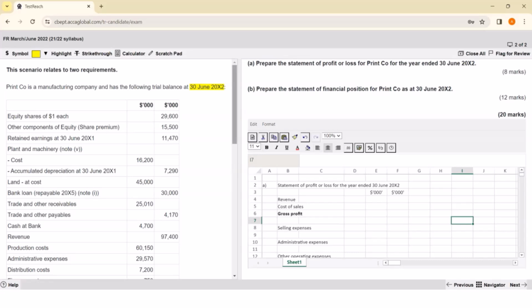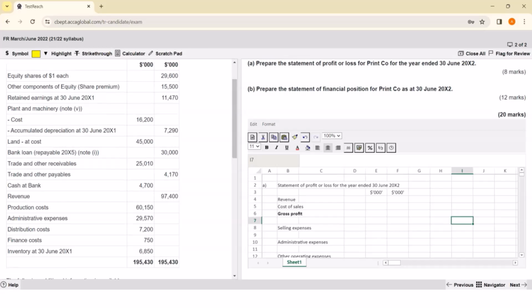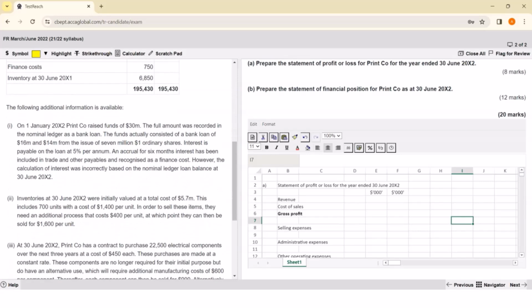Now coming back to the question, I know what I have to prepare. We start seeing individually what the items are. So equity shares, other components of equity, we have retained earnings, we have land, plant, all of this information is available. Cash at bank is available on the debit side, so it is a positive balance. Revenue is available on the credit side. So all of this information is available.